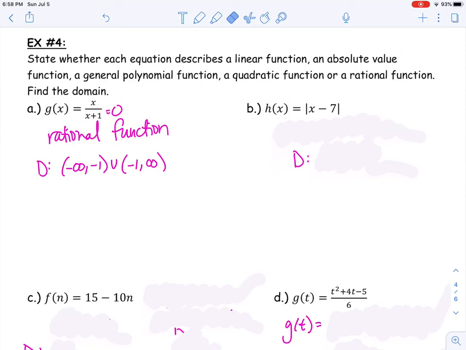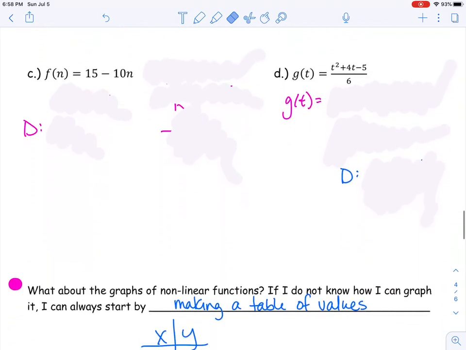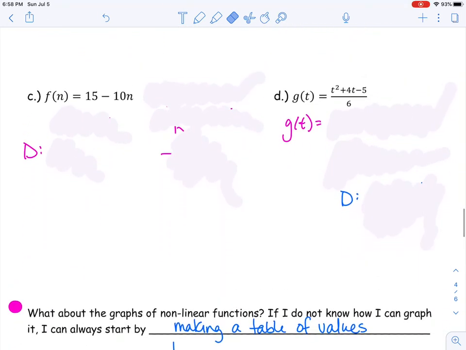H of x is equal to the absolute value of x minus 7. Well, that's obviously an absolute value graph. And do you remember our absolute value graphs kind of have a V shape? It's going to go to the left, it's going to go to the right. We don't have to worry about any denominators here. So it looks like my domain would be all real numbers or negative infinity to infinity on any absolute value function. All right, what about these next two?